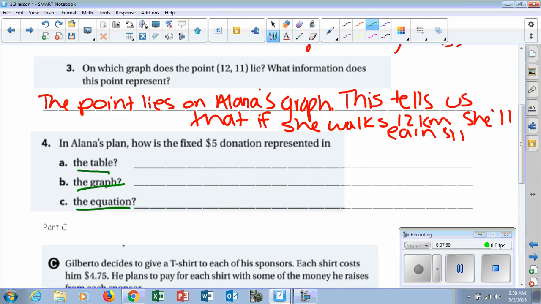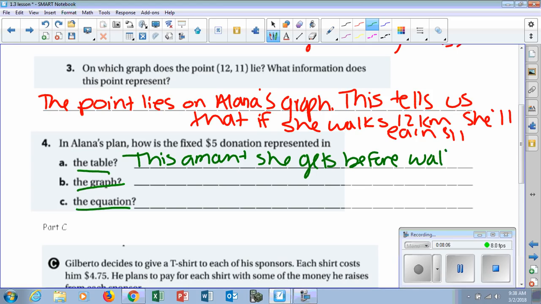Let's look at the table together. That is at 0 kilometers. So I can share that this is the amount she gets before even walking. And I know this is before walking because it says she's at 0 kilometers, which means she hasn't even started. If it was at like 1 kilometer, then yeah, she would have walked 1 kilometer already. But we're at 0. So I want you to do the same thing with your shoulder partners for the graph and the equation to help us determine. I'll give you about 2 minutes.